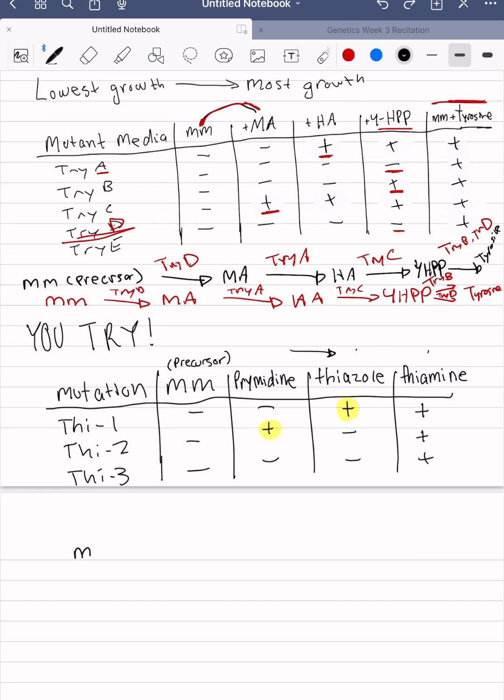So you have minimal media, which then goes to pyrimidine. But it can also go to thiazole, which then both of these go and produce thymine.